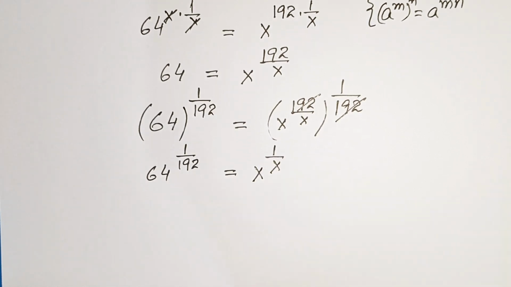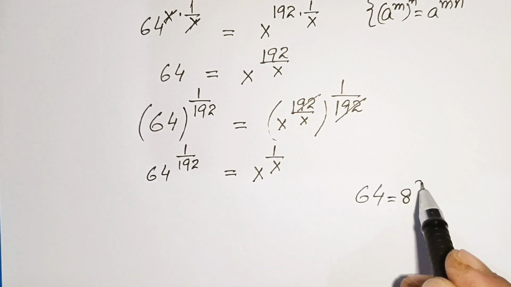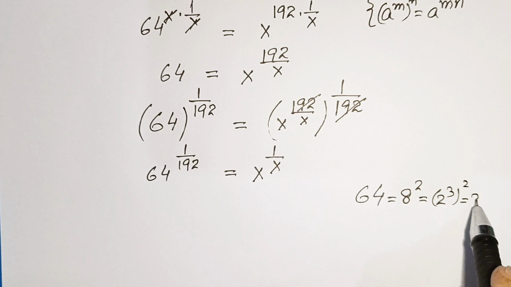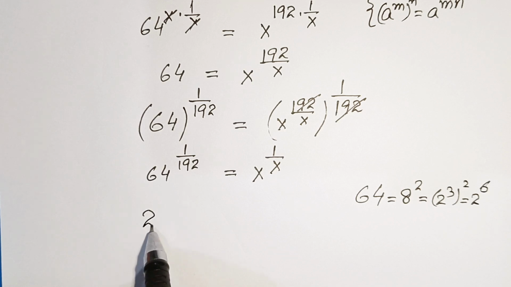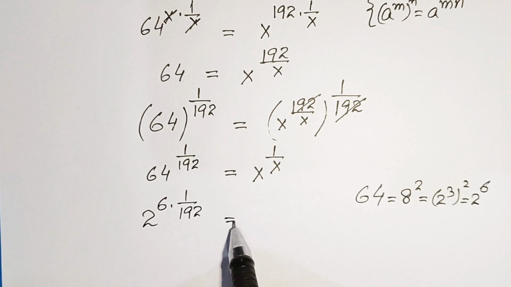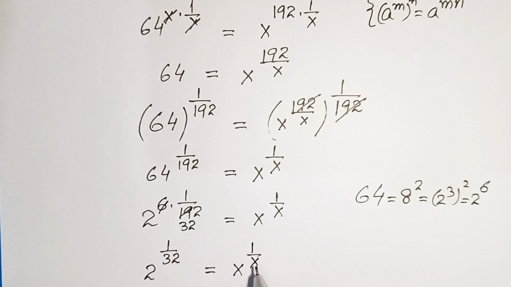Now here on our left hand side, this 64 can be written as 8 squared, and 8 can be written as 2 cubed, whole squared, and it is also equal to 2 to the power 3 times 2, which is 6. So here this 64 can be written as 2 to the power 6, and here we have times 1 over 192, which is equal to x to the power 1 over x. So here we know that 6 ones are 6, 6 threes are 18, so 6 twos are 12, so 2 to the power 1 over 32, which is equal to x to the power 1 over x.